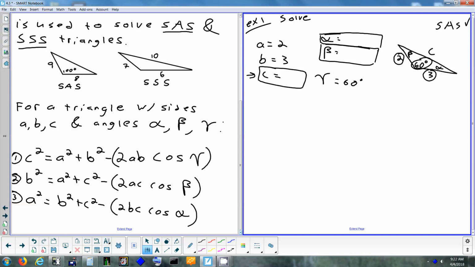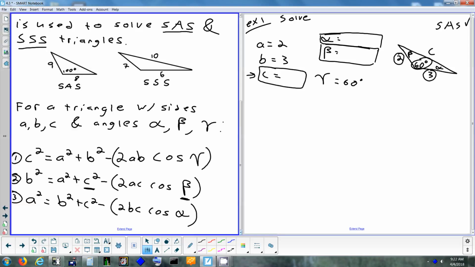If you tried to use version 1, let's see, actually let's go with version 2. If you tried to use version 2, you're missing C, and you're missing beta. That's no good. And what version did you say? 3? All right, let's try 3. We're missing C. We don't know that. And we're missing alpha. No good. So we can't use version 3.